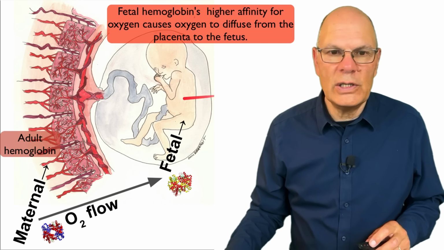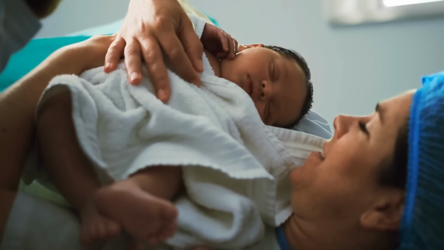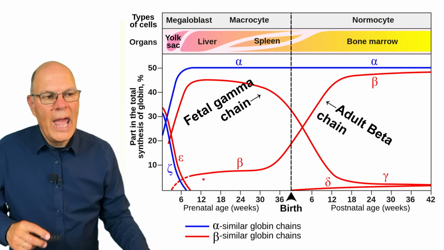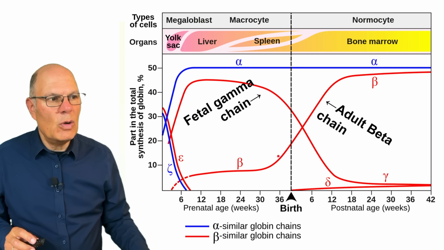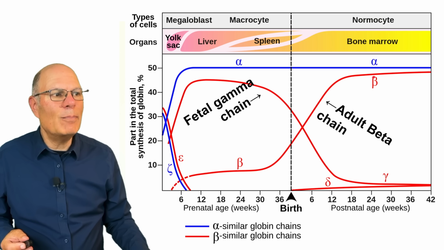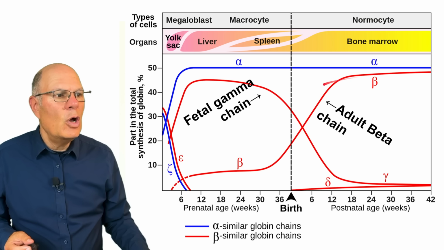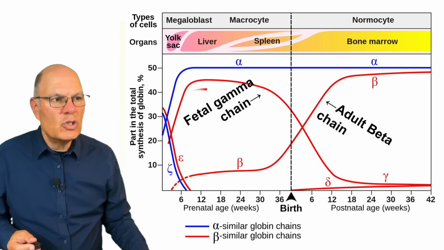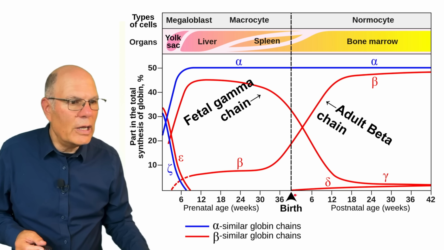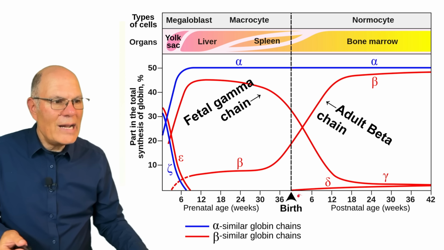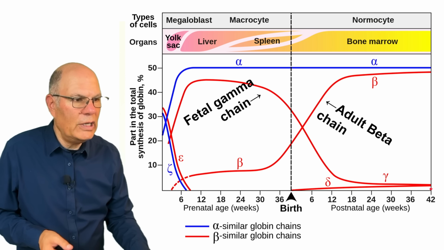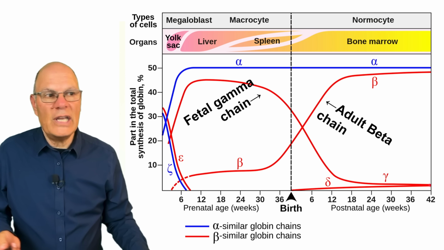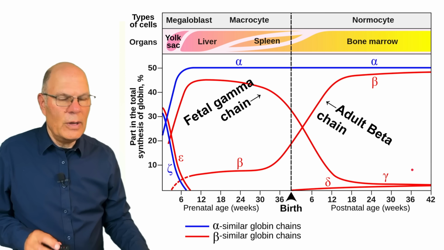After birth, developmental genes kick in, and slowly the beta form starts to be produced more and more until it's completely predominant in the adult, whereas the gamma form starts to fall and fall and fall. And you can see that that happens even before birth, but the transition is pretty complete 42 weeks after birth has occurred.